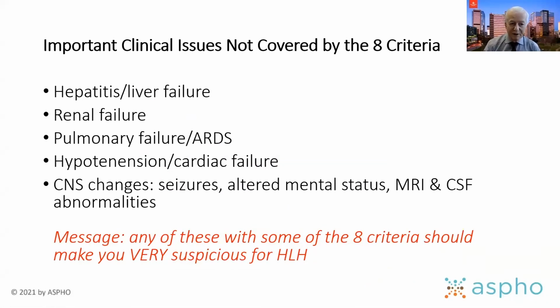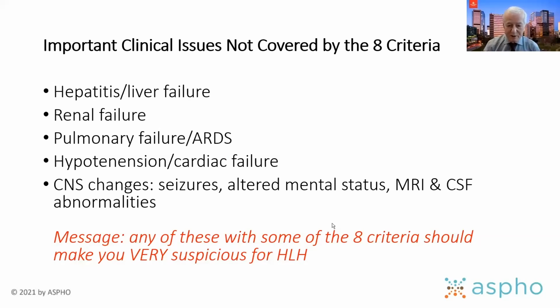And those are hepatitis and liver failure, renal failure, pulmonary failure, an acute respiratory distress syndrome type problem, hypotension and cardiac failure, and CNS changes, including seizures, altered mental status, abnormalities of the CSF, including pleocytosis, elevated protein, and then an inflammatory type of picture on the brain MRI.